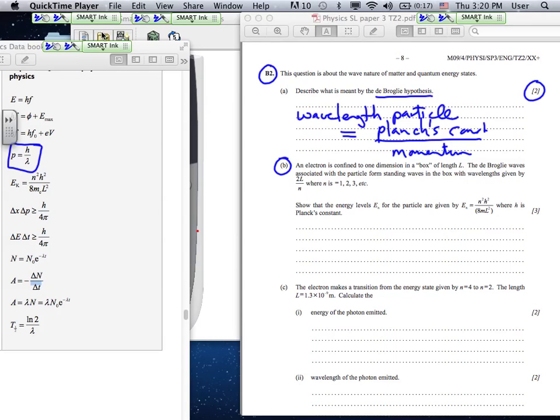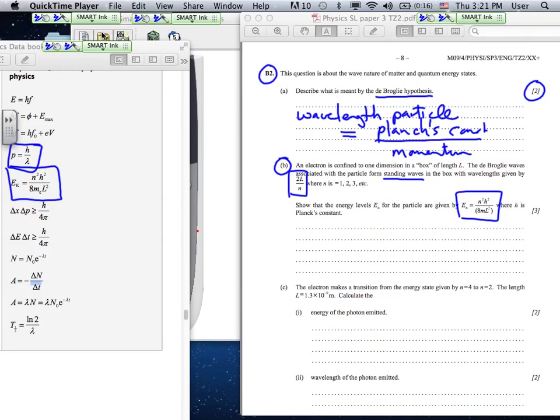In B, it says an electron is confined to one dimension in a box of length L. The de Broglie waves associated with the particle form standing waves in the box with wavelengths given by 2L over n. For those that did higher level, you should remember that, where n is equal to 1, 2, 3. N is a natural number. Show that the energy levels En for a particle are given by this formula over here. So basically we are proving that formula there.